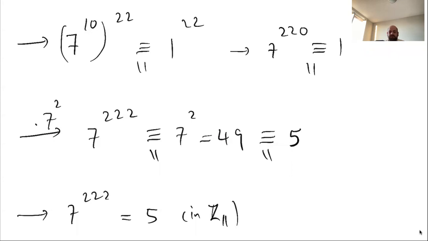So we could easily solve this problem because Fermat's theorem guaranteed that 7 to the power 10 is 1, and 1 to any power is luckily 1. So from 7 to the power 10, we could jump to 7 to the power 220 by just raising both sides to the power 22, and 1 to the power 22 is 1. Once we got 7 to the power 220, we needed 7 to the power 222, so we just needed to multiply both sides by 7 to the power 2. And that's it, we got 7 to the power 222.